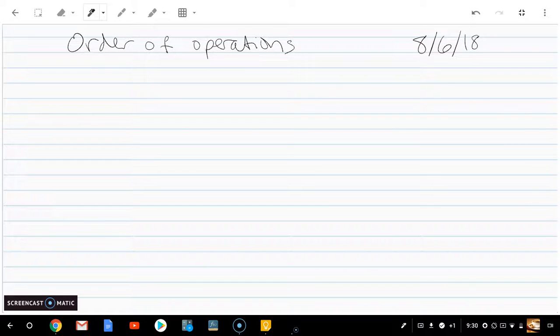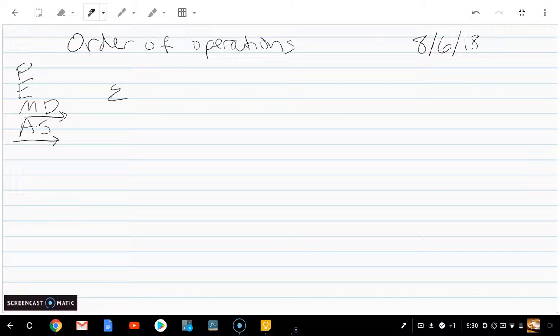And a lot of you know this as PEMDAS, but I want you to write the PEMDAS like this. It's parentheses, exponents, multiply and divide from left to right, and add and subtract from left to right. Because when you're doing order of operations, you don't always multiply first. It depends on the order of the problem. So we're going to do a basic one first.